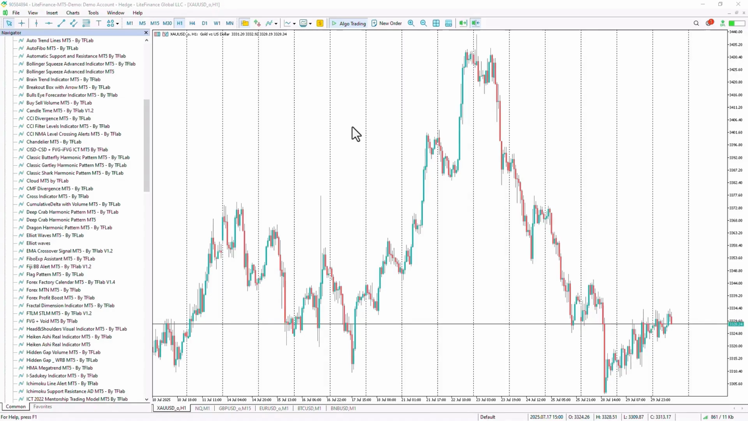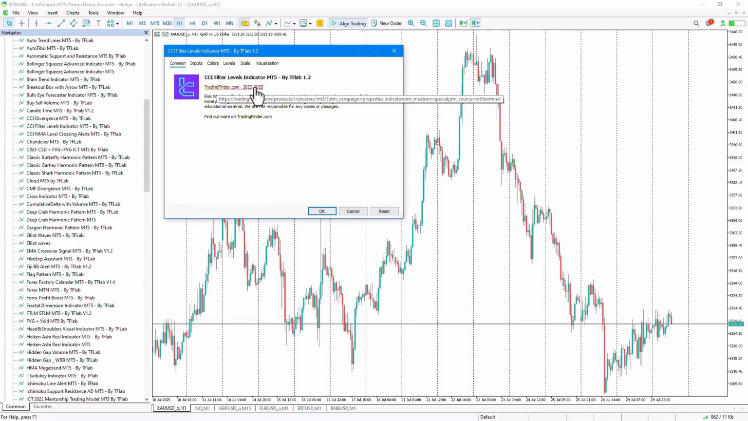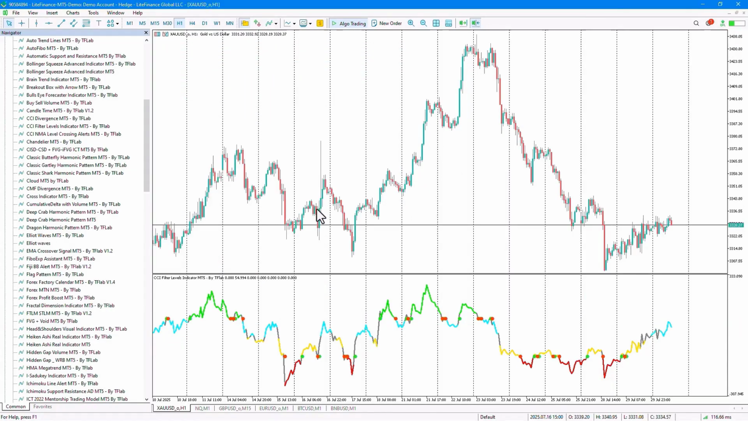From the Navigator section, we select the indicator file and run the indicator by dragging the file onto the chart. Once the indicator is applied to the chart, an oscillator window appears at the bottom of the chart.